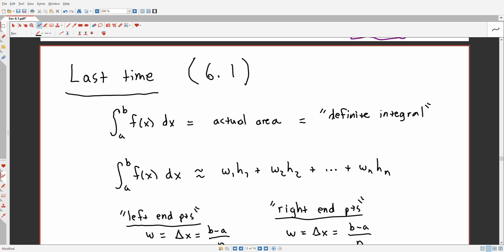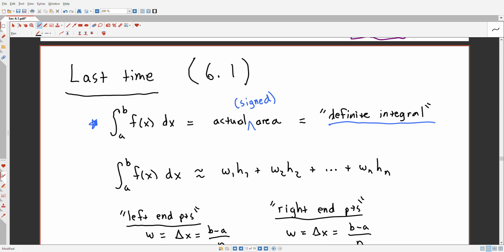So in the first part of our notes, last time, we discussed this actual area under a curvy function. And a good name for this is the definite integral. What I should actually point out, first off, is that this actual area is really a signed area. This quote-unquote area can be negative or positive.